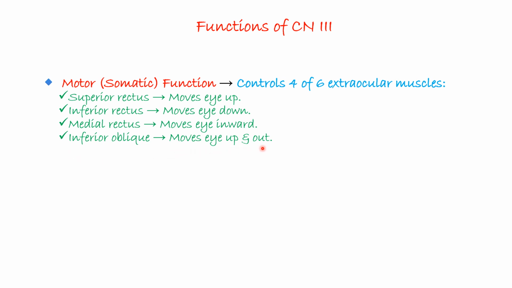Meaning, of the 6 muscles, 2 are not supplied by the oculomotor nerve, and they are lateral rectus and superior oblique. Lateral rectus usually moves the eye outwards, and superior oblique usually moves the eye downwards. So in oculomotor nerve palsy, you will have the eye moving outwards and downwards.